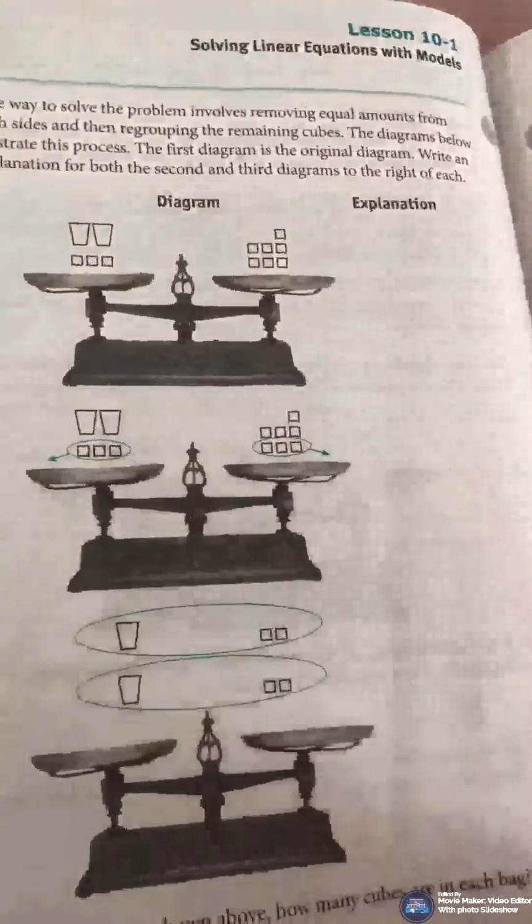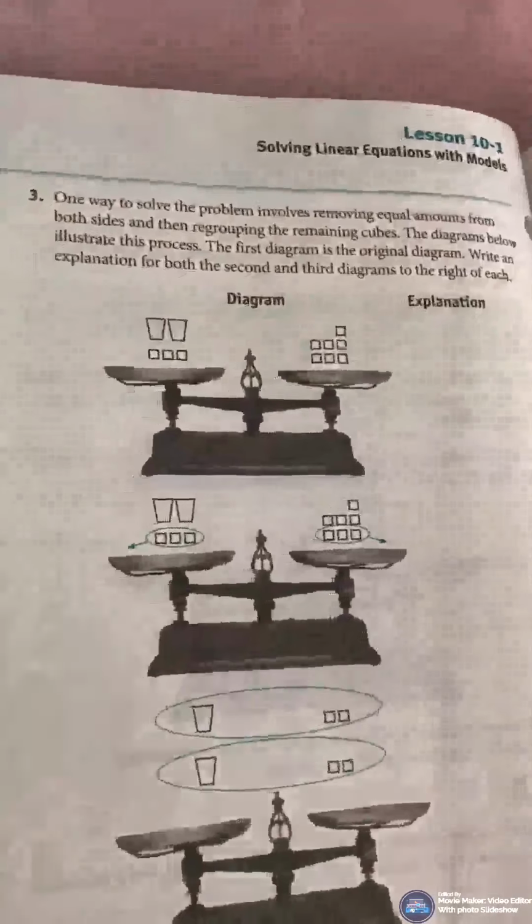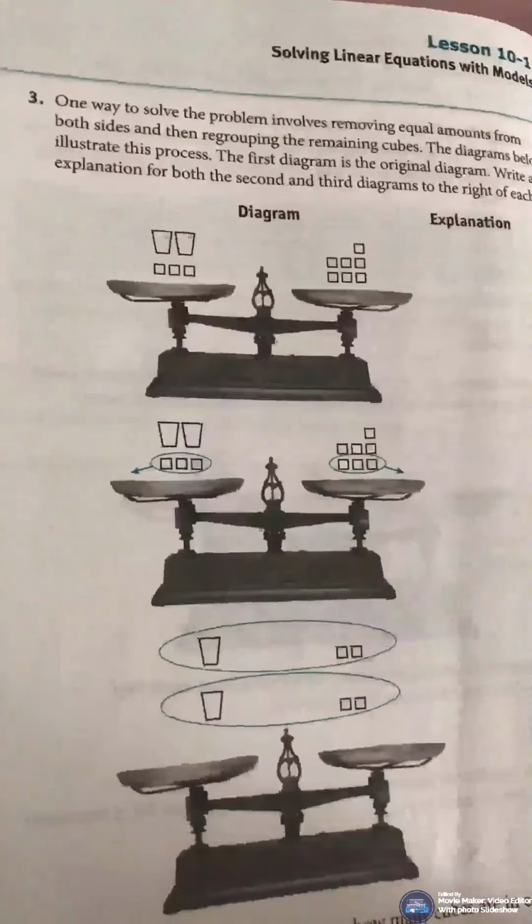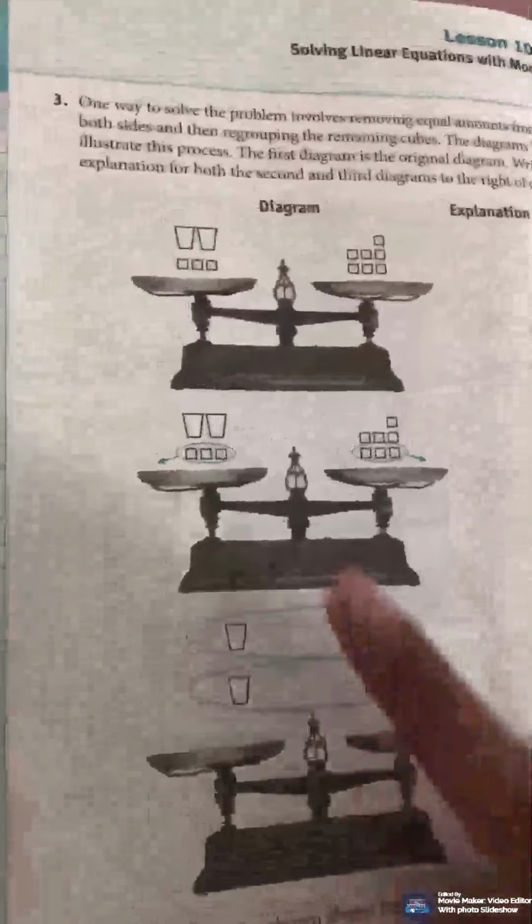The first diagram is the original diagram. Write an explanation for both the second and third diagram to the right of each. So we have to write the explanation over here, and this is the original diagram, and we don't need to really write an explanation here because it says only for the second and third. So for the second, we see that they're removing 3 cubes from each side. So the second diagram shows the same amount of weight getting removed from both sides, and that's 3 cubes. So we could write that over here: removing 3 cubes from both sides.